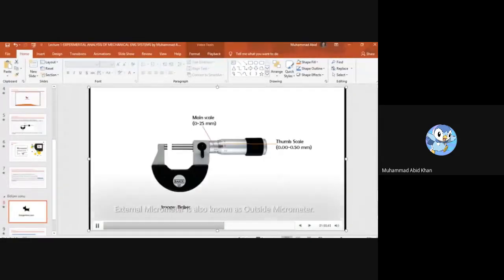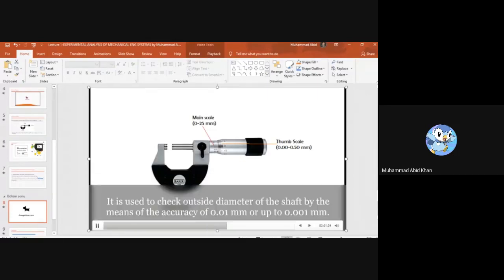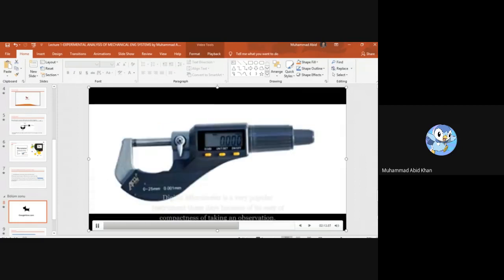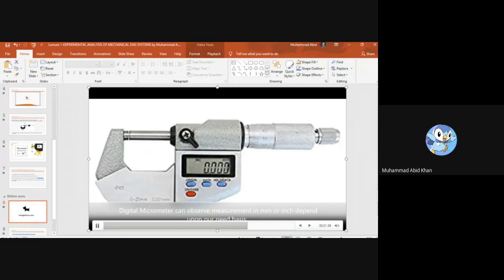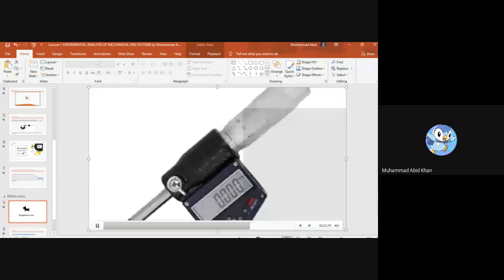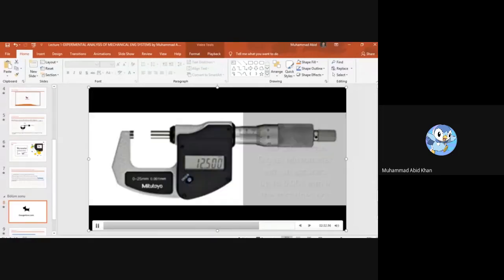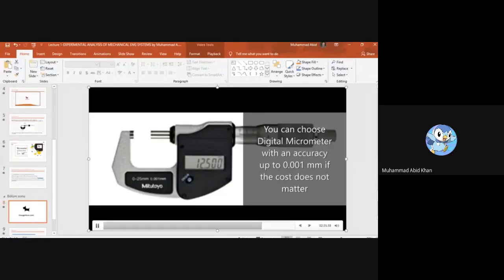The external micrometer is also known as outside micrometer. It is used to check outside diameter of the shaft with an accuracy of 0.01 mm or up to 0.001 mm. The next one is the digital micrometer, which is a very popular instrument these days because of its ease and compactness in taking an observation. Digital micrometer can show measurement in mm or inch, depending on our needs. The accuracy of digital micrometer is 0.001 mm, which is highly accurate and precise compared to external micrometer. You can choose digital micrometer with an accuracy up to 0.001 mm if the cost does not matter.